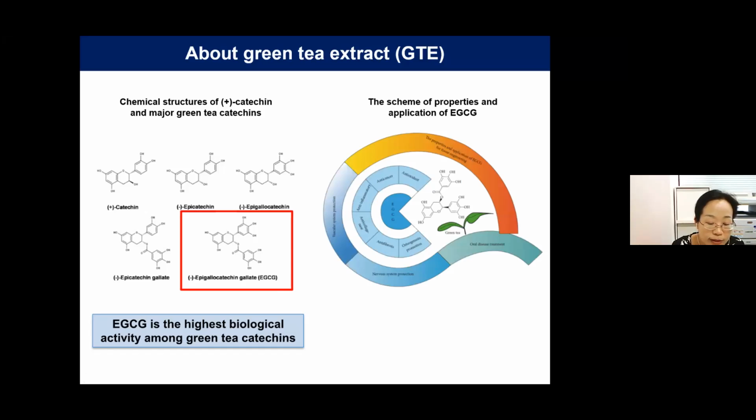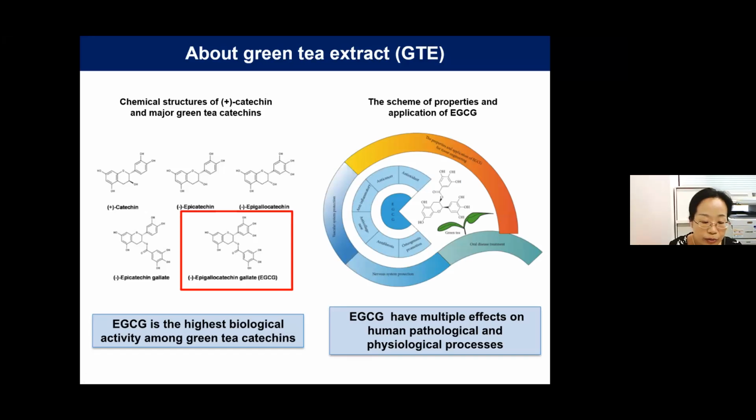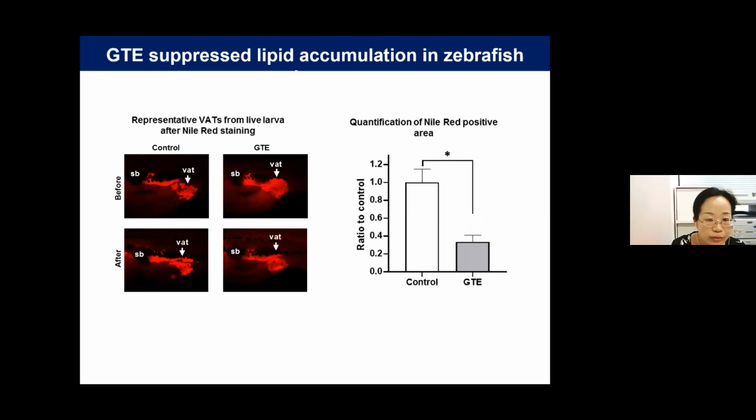So EGCG has multiple effects on human pathological and physiological processes, including antioxidant, anti-cancer, anti-inflammatory, anti-fibrosis, and so on. So this is the result of our ZO test of GTE. The GTE is green tea extract.